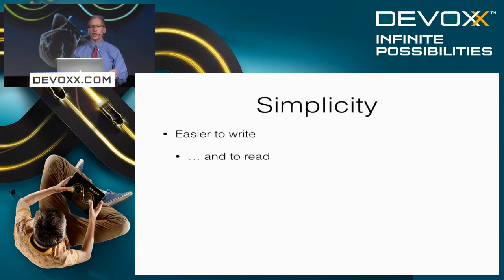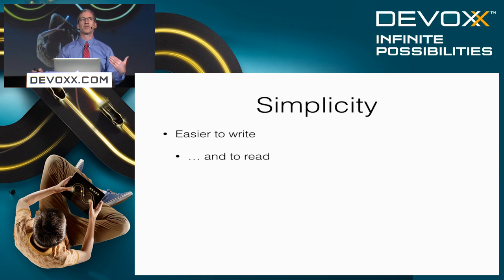Simplicity is very important in code. You want your code to be easier to write and also to read. And in fact, you want your code to be fun. I think that writing is fun. It's fun to consume and it's also fun to produce it. And code should be the same way.